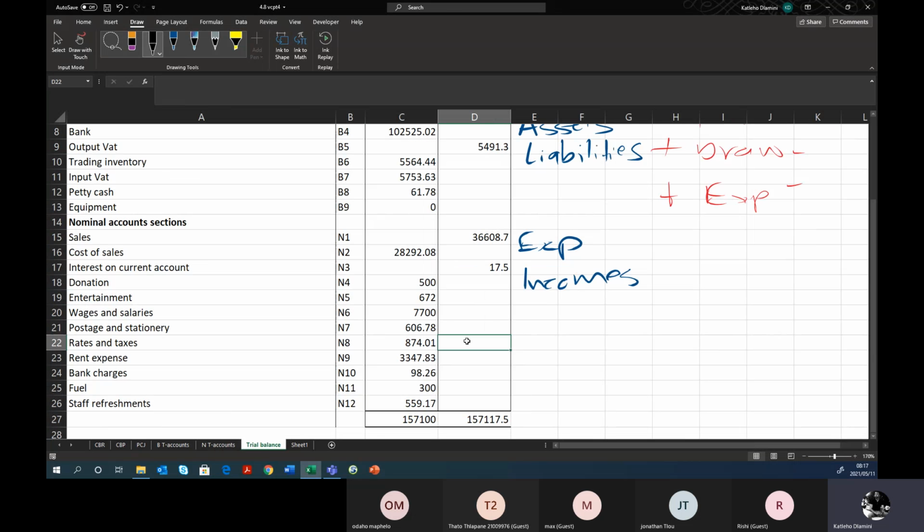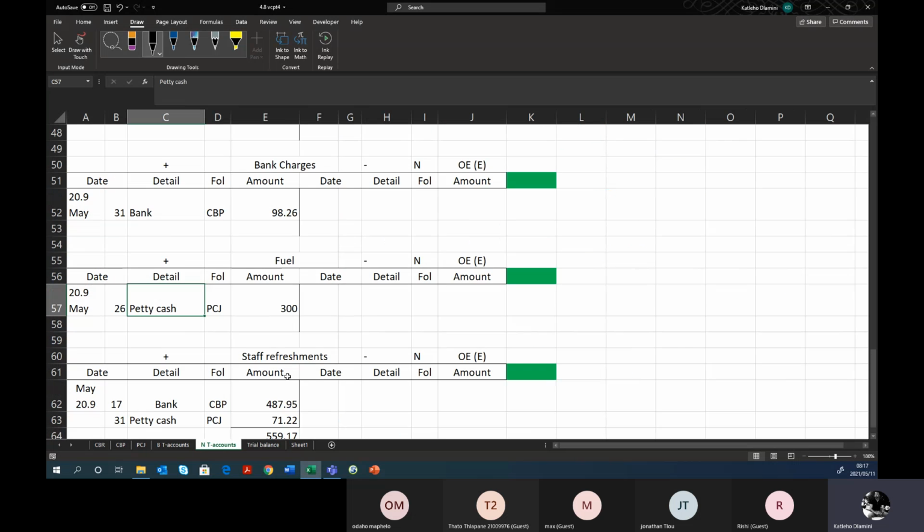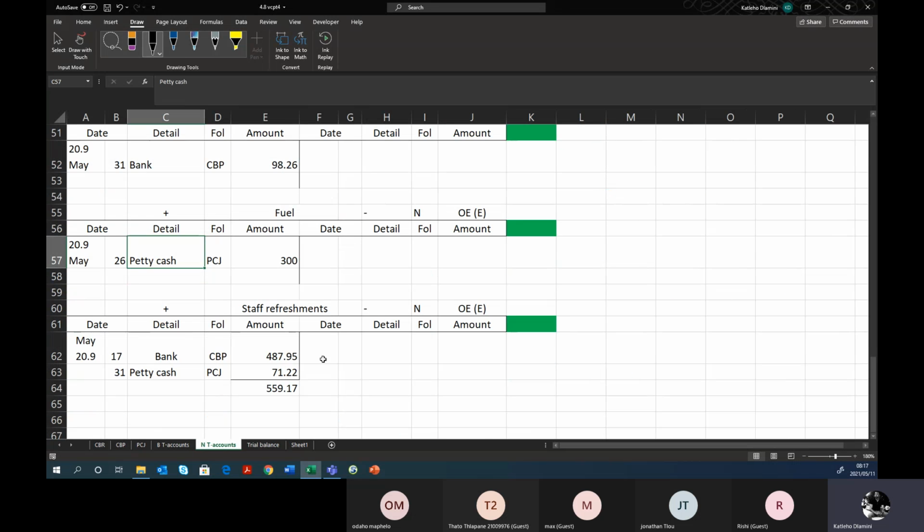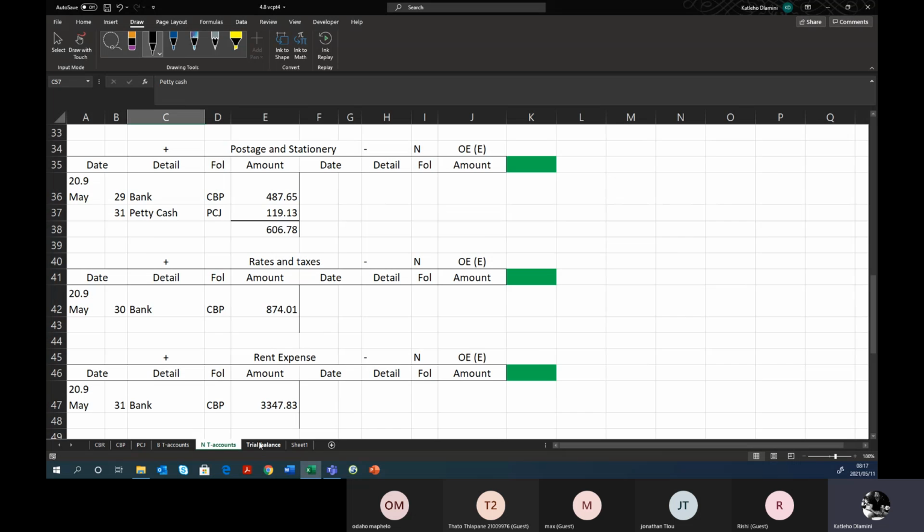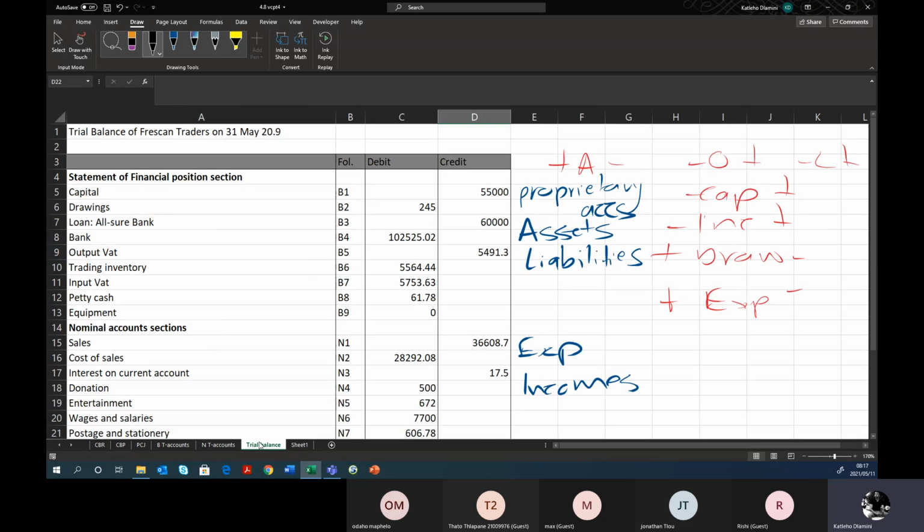So that's my trial balance. And we've really done my staff refreshments. So that's the trial balance. That is what's going to be in the test. You will be asked to do your journals. You will be asked to do your journals, your CBP, your CBR.